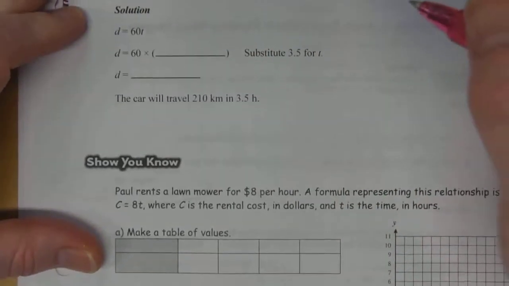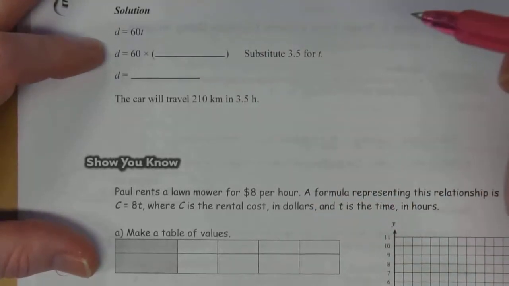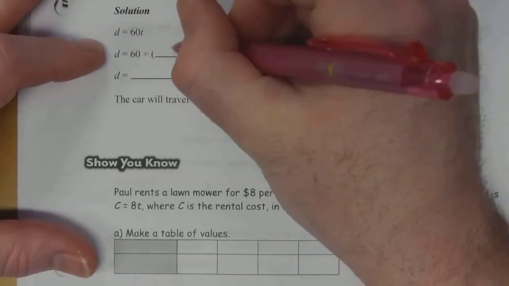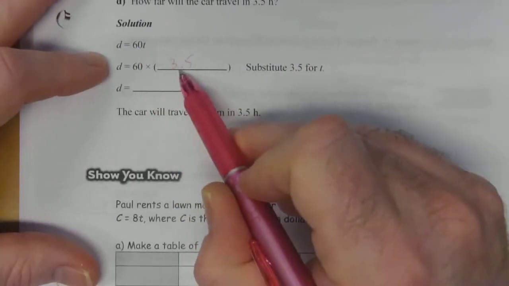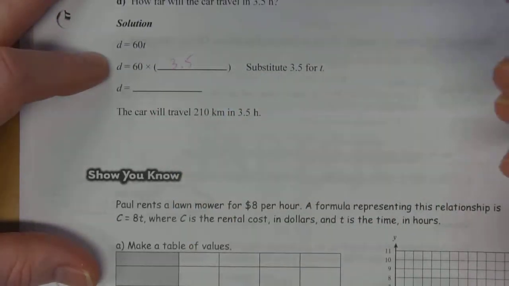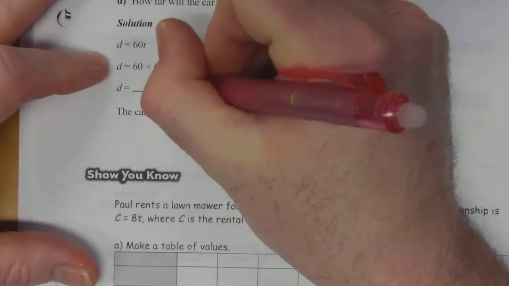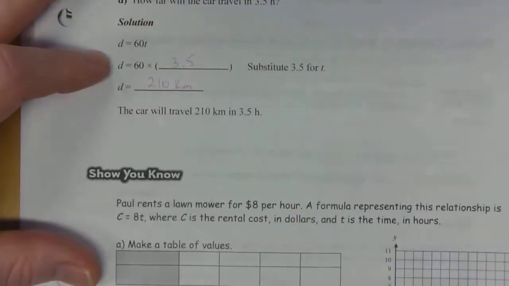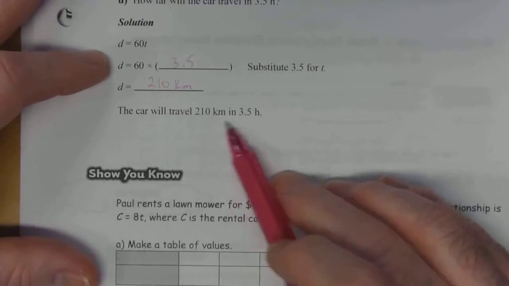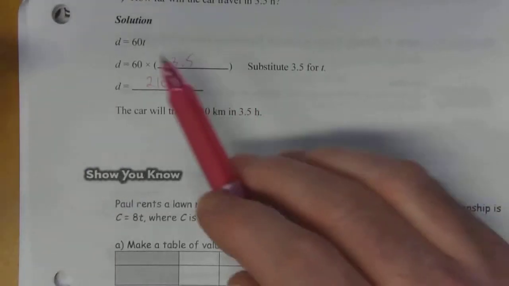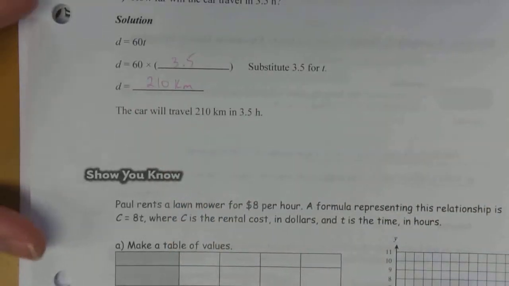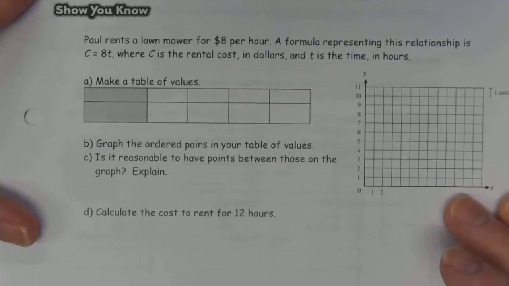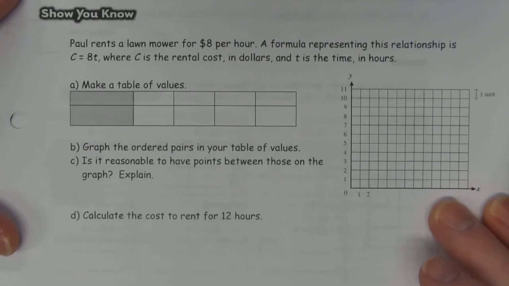So you could actually calculate it too, because you have a formula. You can take 3.5 hours, substitute it in for your t. So then 3.5 times 60 gives you that 210 kilometers. So the car will travel 210 kilometers in 3.5 hours. So you can use the formula, or you can use the graph once you've got some established points to figure out information. There's more than one way to attack it. All right, so with that in mind, you've got a show you know. Give it a go.